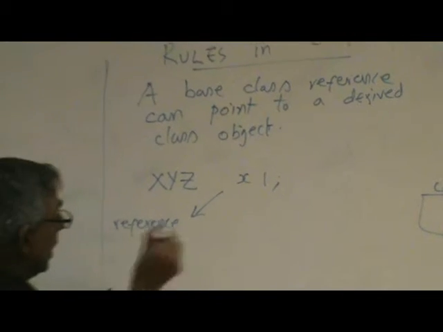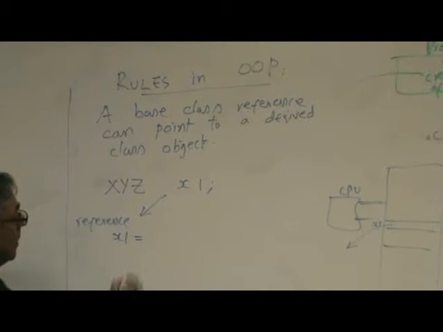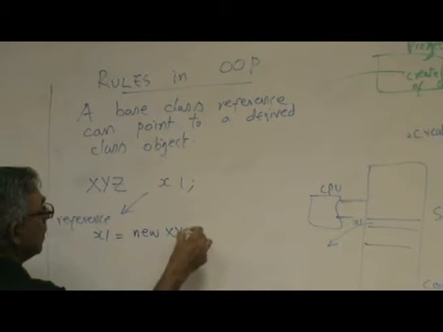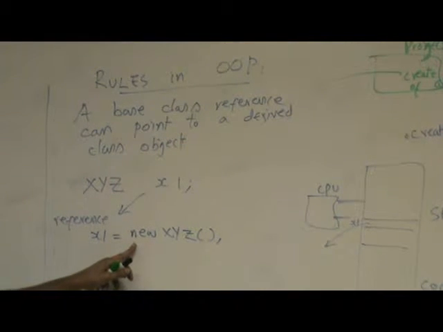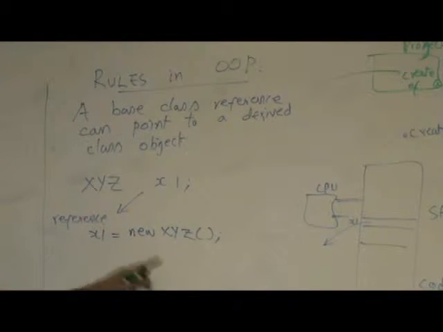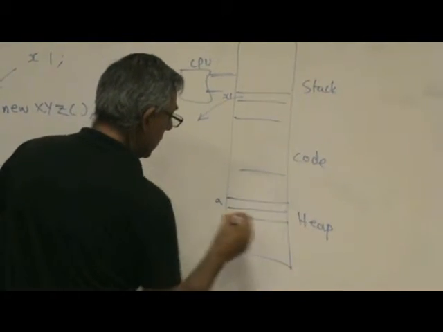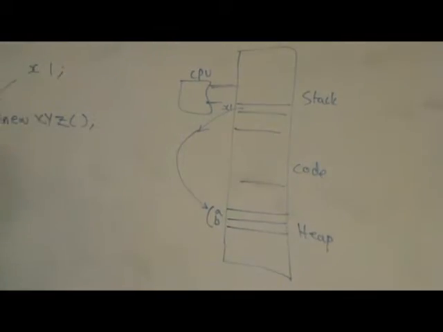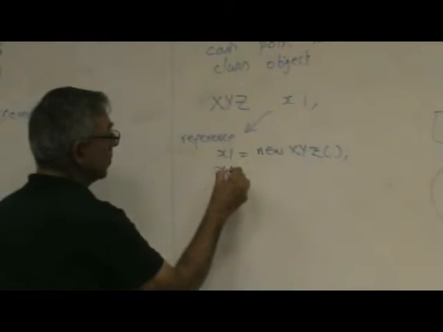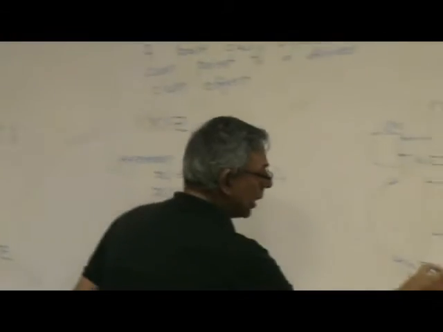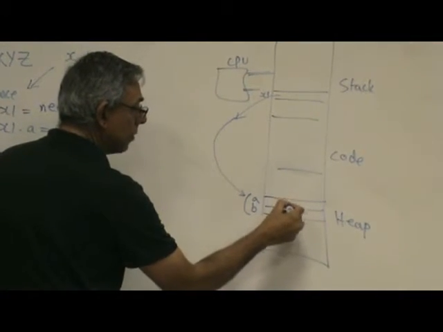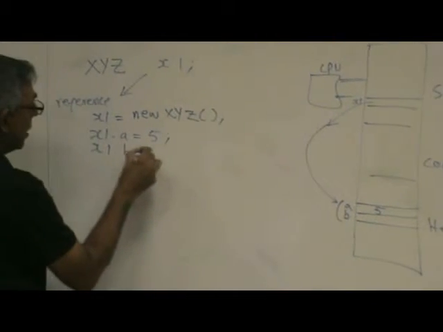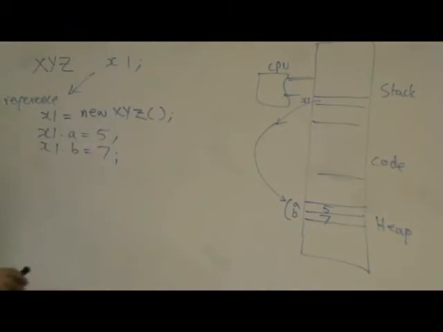Now later on we say x1 equal to new XYZ. So what will it do? As we have discussed before, anytime you see the new keyword, where will the memory come from? From the heap. How much memory in this case? Memory for the data fields, so A and B will be allocated. Because we connected it to x1, x1 will be pointing over here, right? Now we can easily say x1 dot A equal to 5, so we can store 5 over here. We can say x1 dot B equal to 7, we can store 7 over here, right?